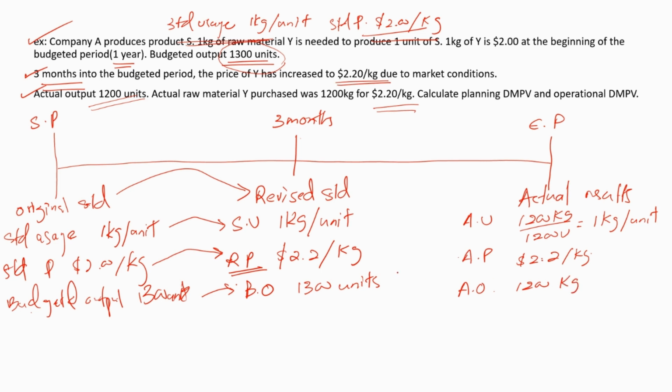Now using these values, we can calculate the planning and operational variances. Planning variances can be calculated using the original standard values and the revised standard values. These are the planning variances. Operational variances can be calculated by using the revised standards and the actual values. So these are the operational variances. Before we calculate the planning and operational variances for this example, let's go to the theory and then come back to the example and do the rest.